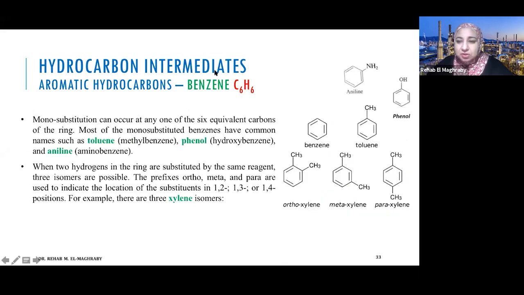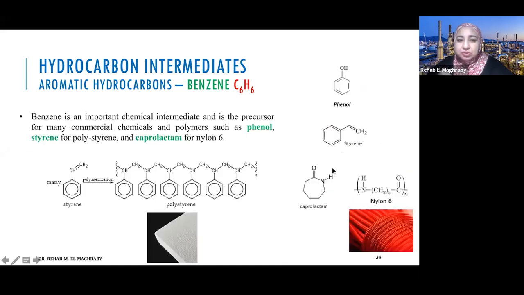Also toluene, one of the important. For benzene, we convert benzene. Benzene reacts with ethylene and produces ethyl benzene. Ethyl benzene is dehydrogenated, and we get styrene. Styrene is polymerized to polystyrene.